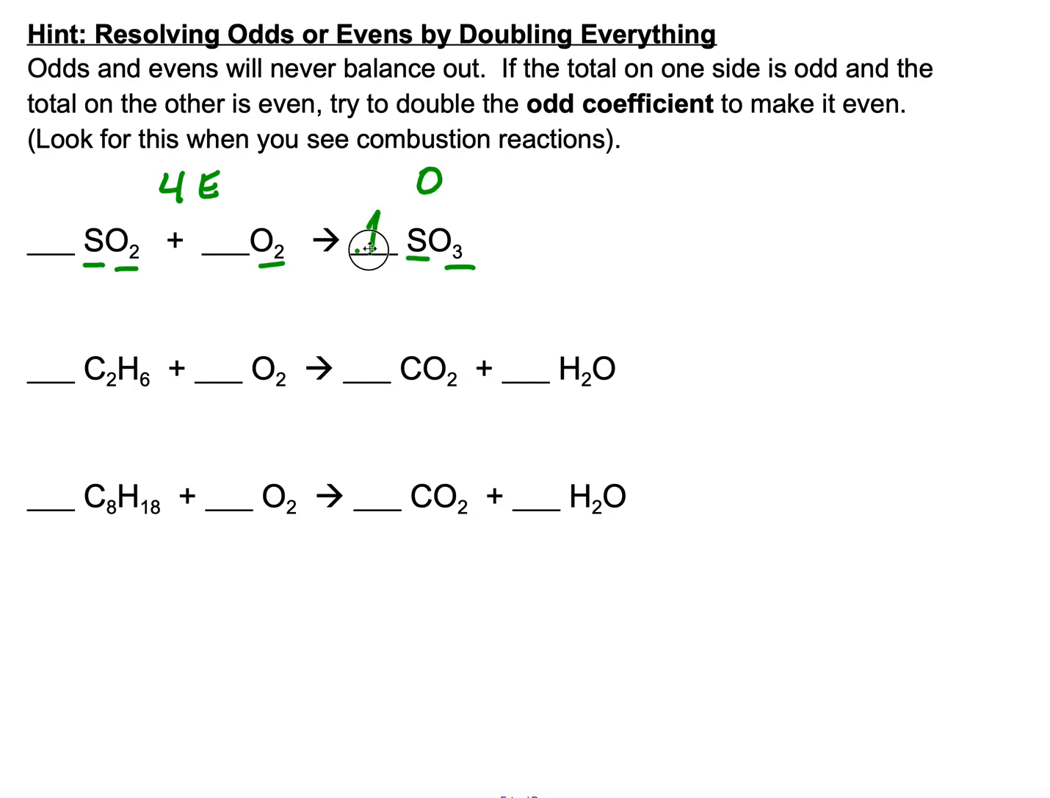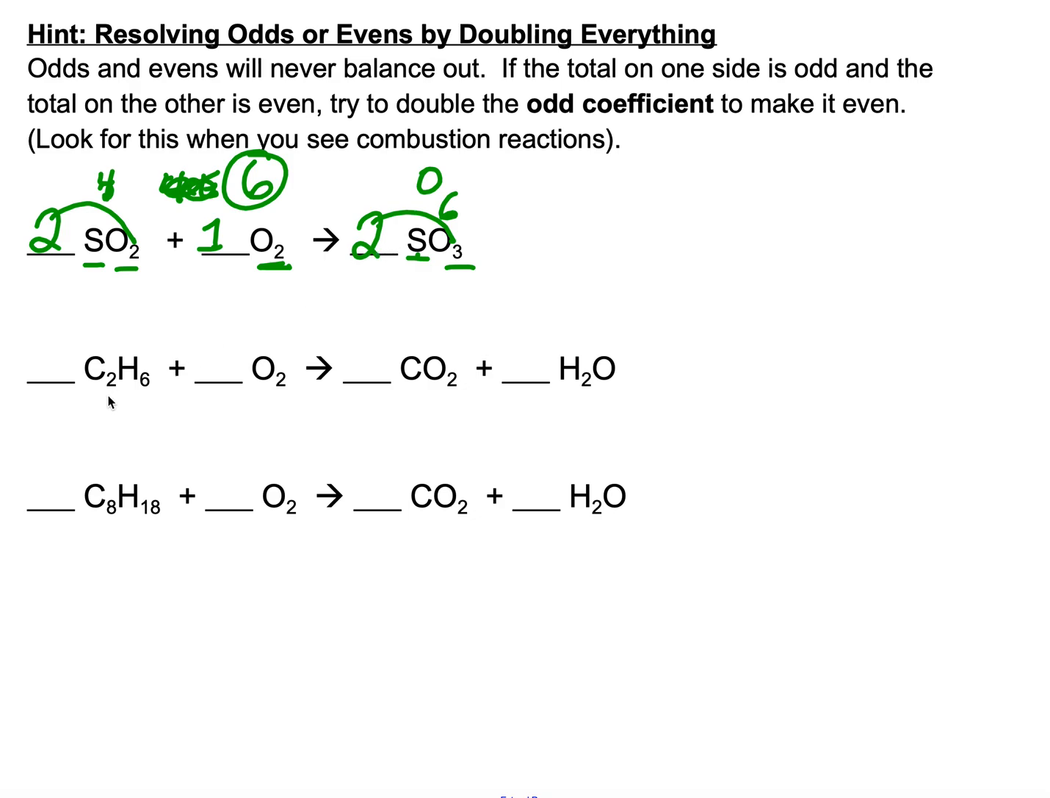This is an imaginary 1. That is odd. 1 times 3 is 3. So I want to double that 1. I'm going to make it a 2. So then I have 2 S's. So I go back here and I double that. What does that do to my oxygens? Because that's going to impact it. 2 times 2 is 4, plus these 2 is a grand total of 6 oxygens on this side. What do I have on this side? 2 times 3 is 6. So it's a 2, 1, 2.